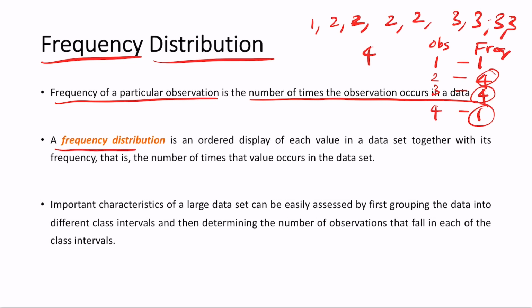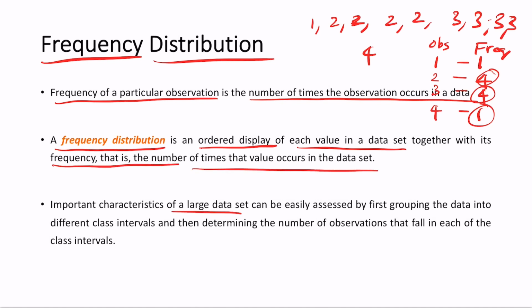When you draw a frequency distribution, it is basically an ordered display of each value in the data set together with its frequency, that is the number of times that value occurs in the data set. Important characteristics of large data can be easily accessed by first grouping the data into different class intervals and then determining the number of observations that fall into them.